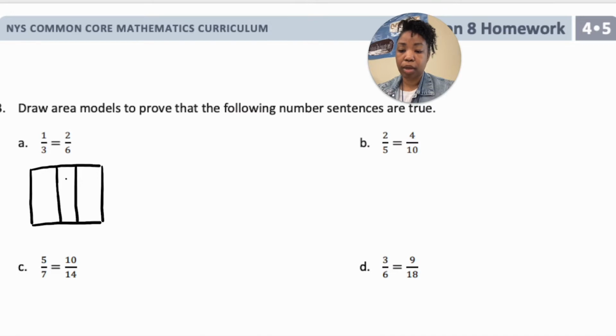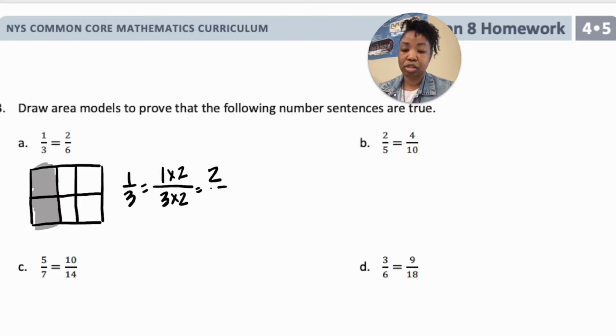So I'm going to make 3 parts, 1 part. If I double the rows, make 2 rows, now I have 2 parts shaded out of 6. So this is true. The multiplication would be 1 times 2 and 3 times 2, which is 2 over 6, or 2/6.